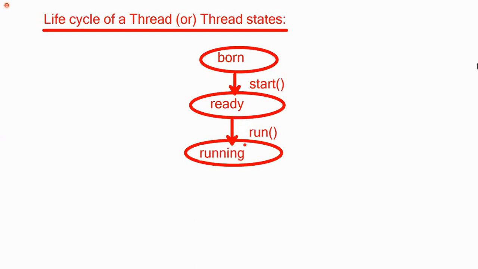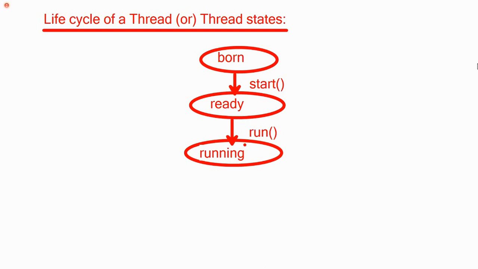Running state. Now, whenever the thread class constructor is called, a new thread will be born. Whenever the thread class start method is called, the thread will be ready. Whenever the run method is called, the thread is running. Like retrieving questions from the database, the timer running, and advertisement running, all are running simultaneously.